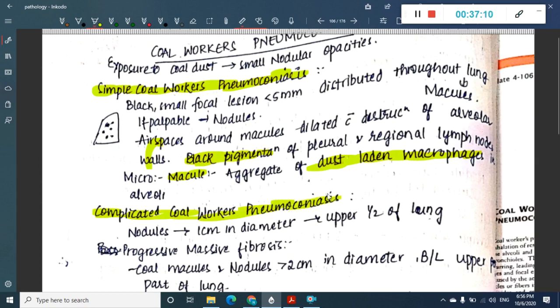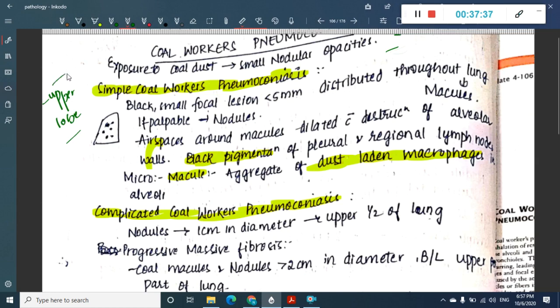Okay, even here in simple coal workers pneumoconiosis, you will also see the coal nodules. Which part of lung is most commonly involved? See, in silicosis I have said upper part of lung is most commonly involved. Then in this coal workers pneumoconiosis, which part of lung is most commonly involved? Even in this, the upper lobe of lung is most commonly involved than the lower lobes.